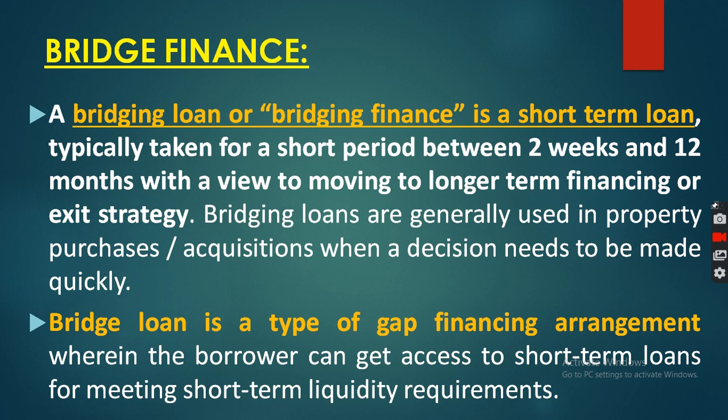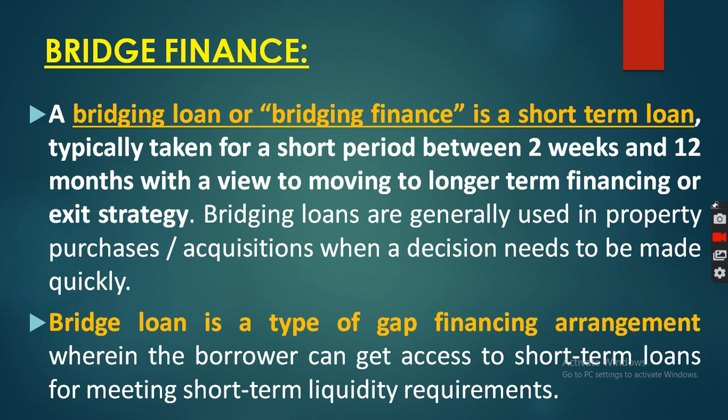Whenever a person has a requirement of money for a shorter period of time, like 1 month, 2 months, 3 months, at that time the person has to take a bridge loan, which is known as a short term loan. It is for a shorter period, between 2 weeks to 12 months, with a view to moving to longer term financing or an exit strategy. Bridging loans are generally used in property purchase or acquisition, when a decision needs to be made quickly.